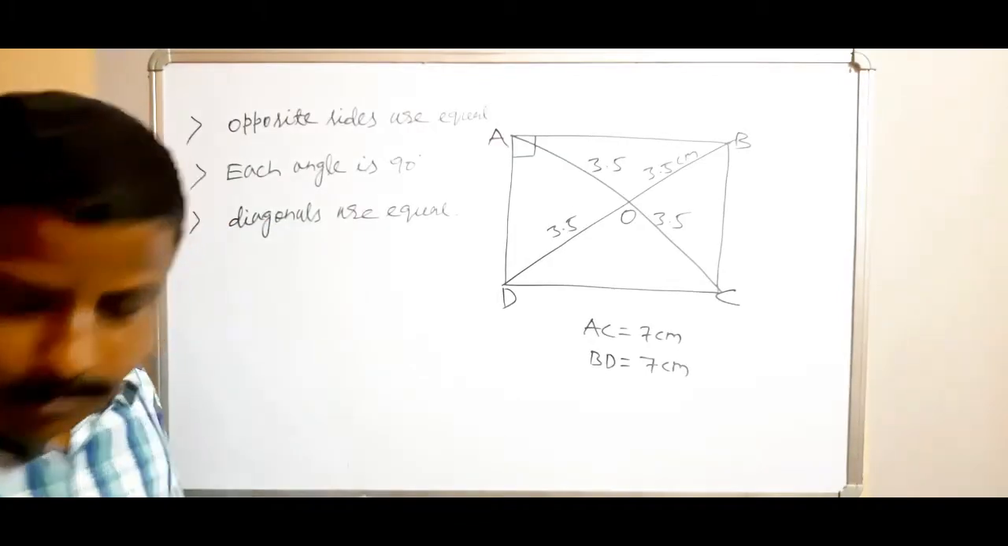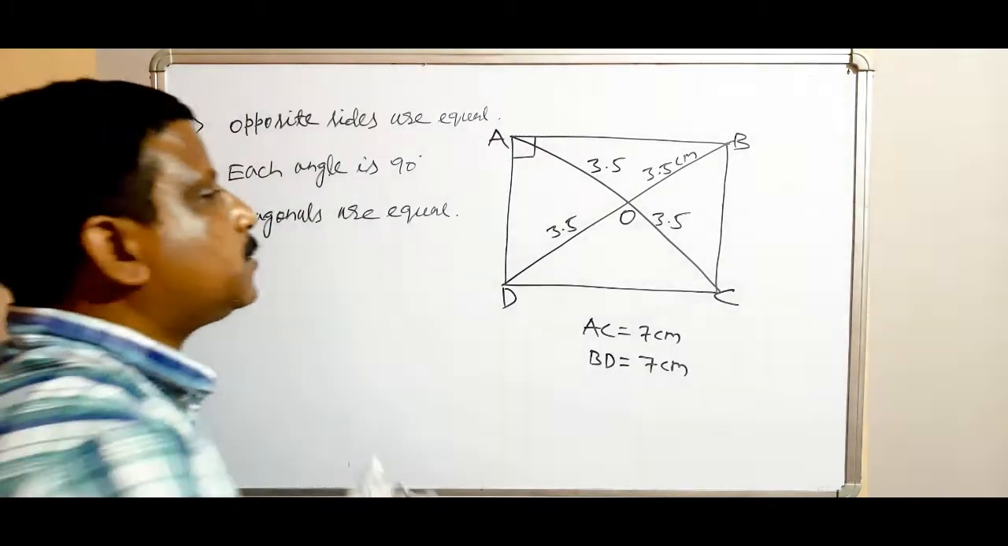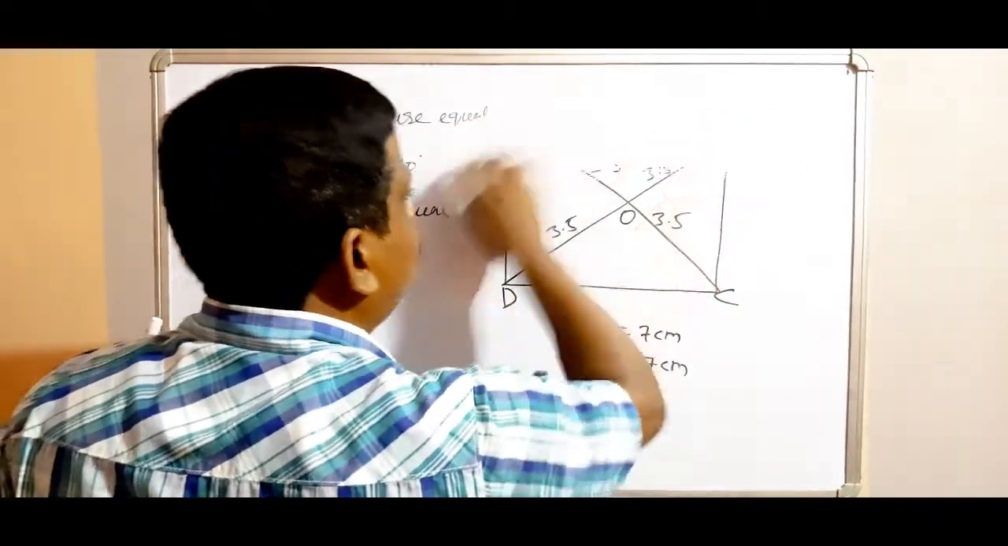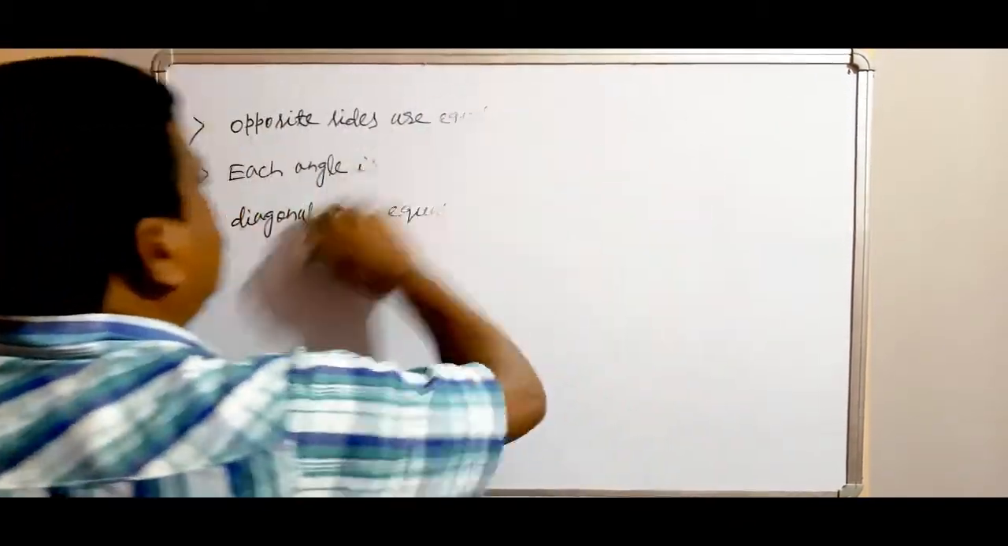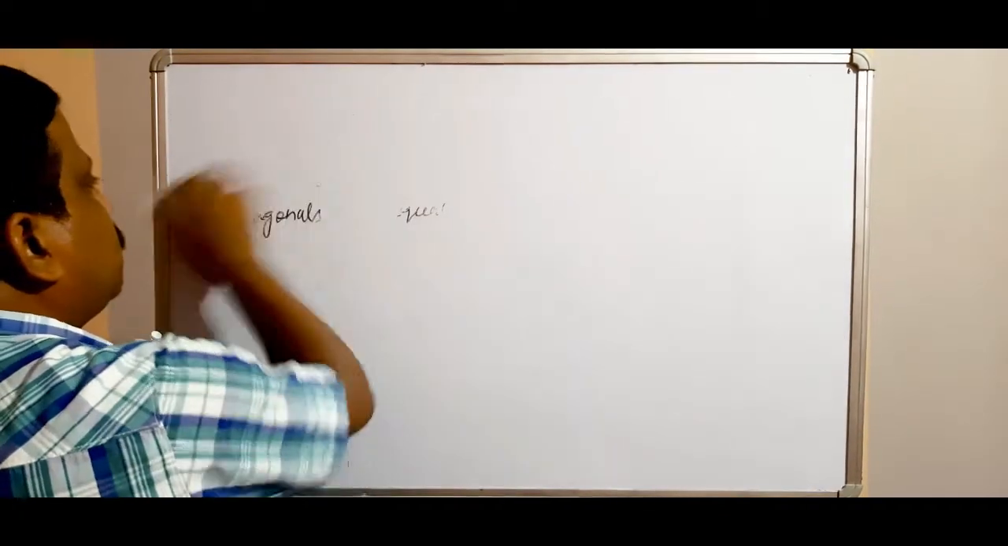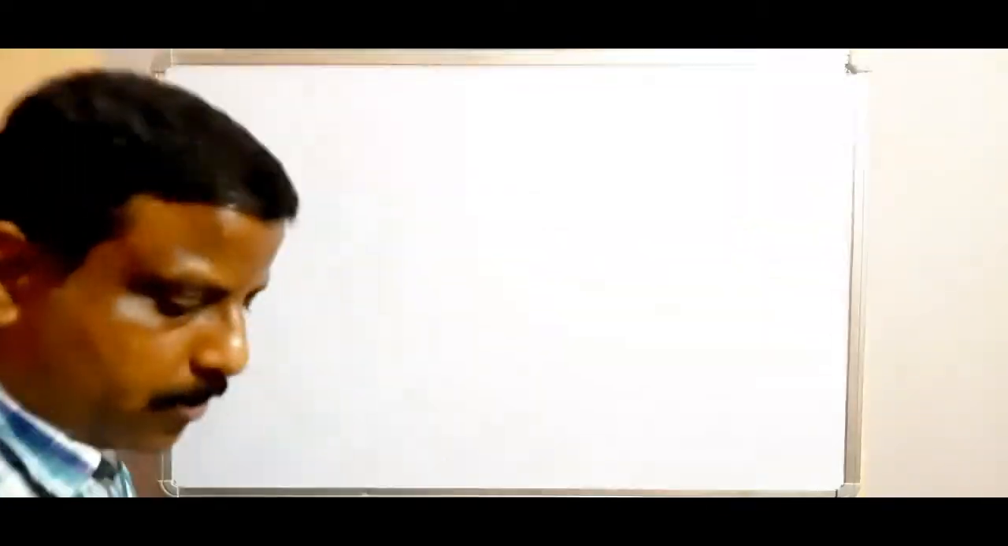Then the next quadrilateral is your rhombus. Rhombus is also a closed plane figure having 4 sides.